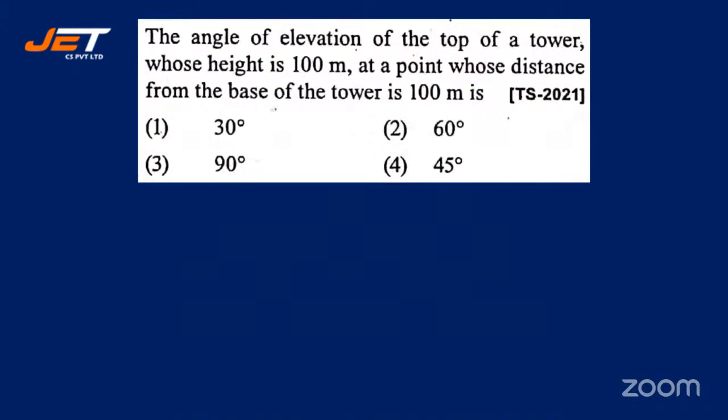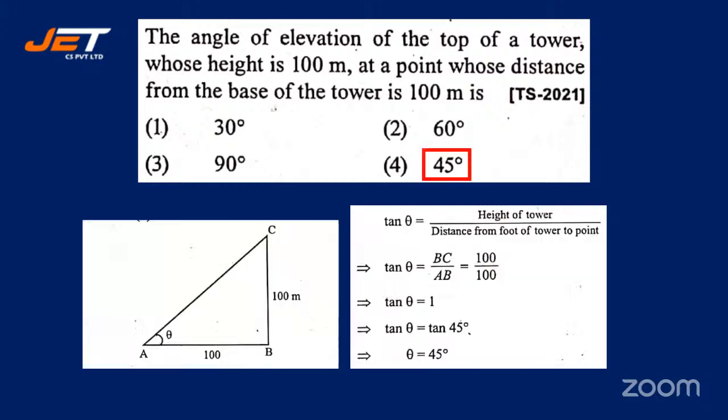See the next question. The angle of elevation of the top of a tower whose height is 100 meter, at a point whose distance from the base of the tower is 100 meter, is dash. This question was asked in the year 2021 in TSRJC. You can just see the answer here. You can find the triangle here. The height of the tower is 100 meter, and the distance from the base of the tower is 100. So it is opposite side by adjacent side.